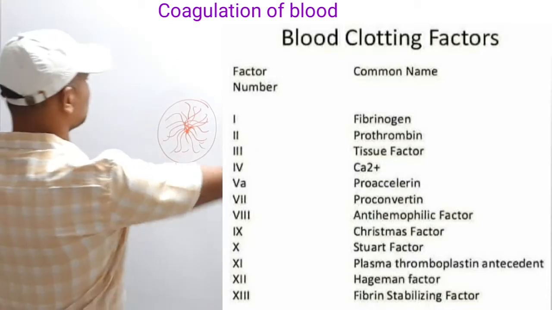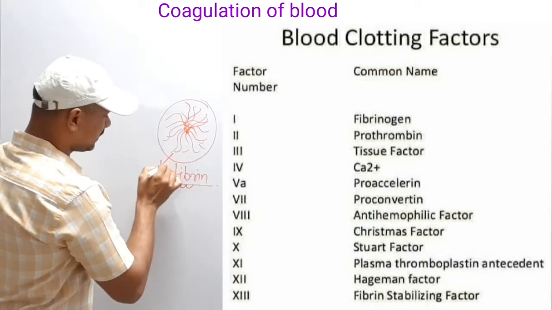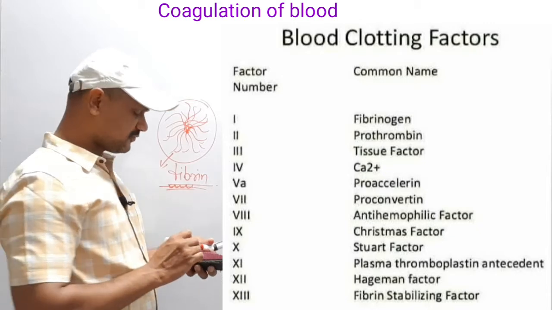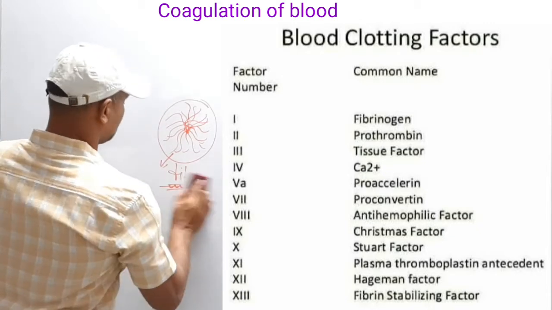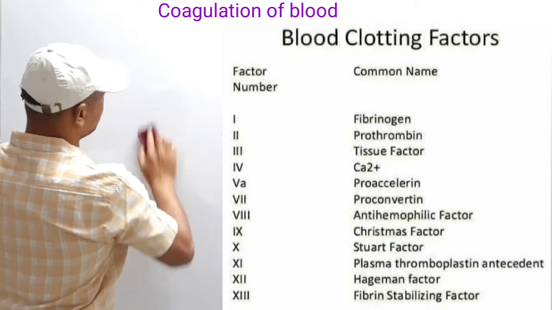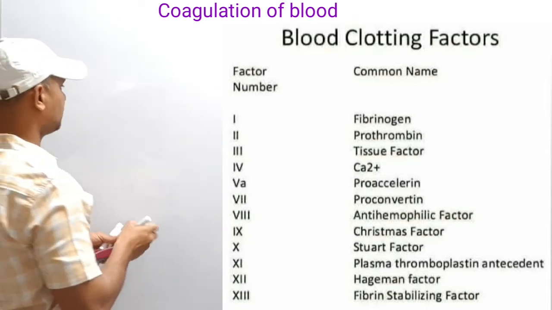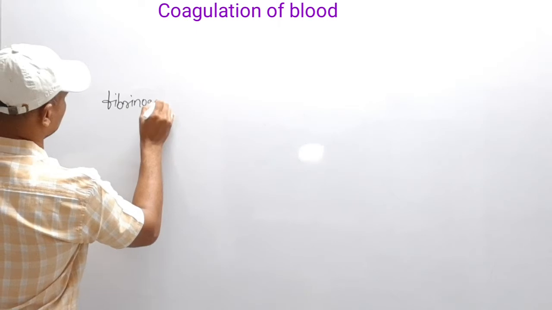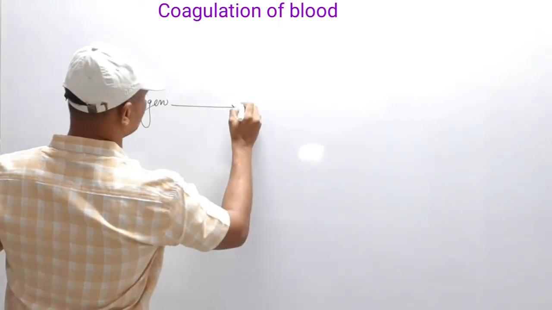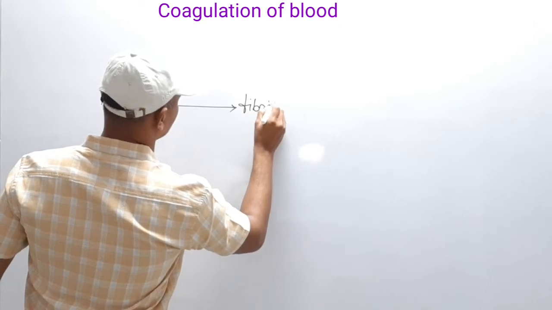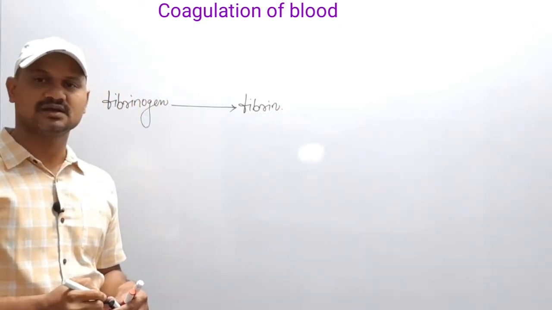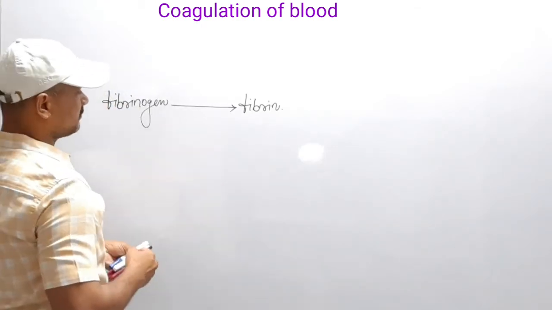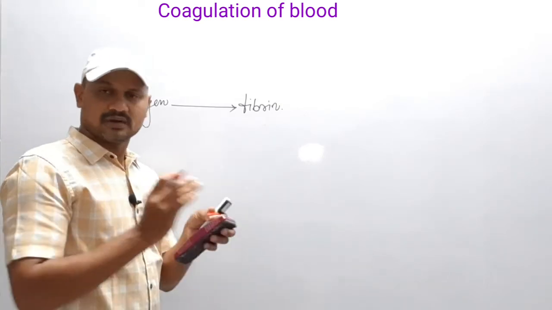Basically, observe the injury part: this type of structure is known as fibrin. How is it formed? This fibrin is formed from fibrinogen. Inactivated fibrinogen is converted into fibrin during the coagulation process.